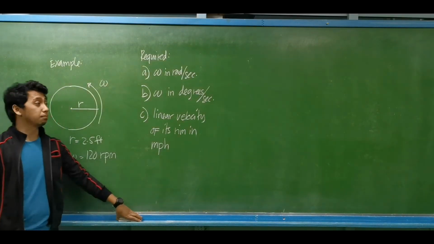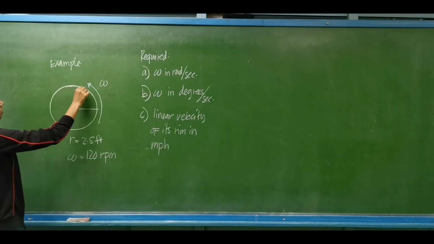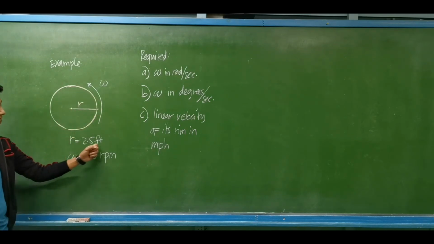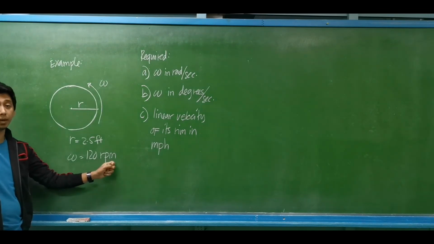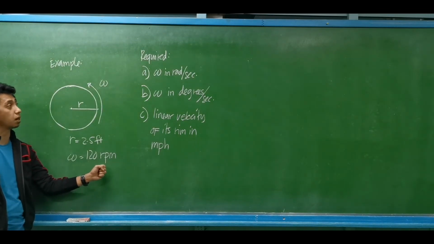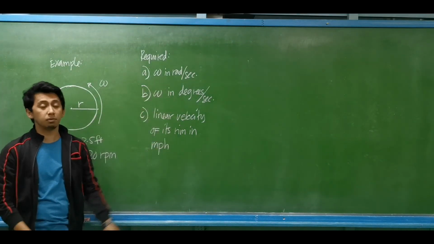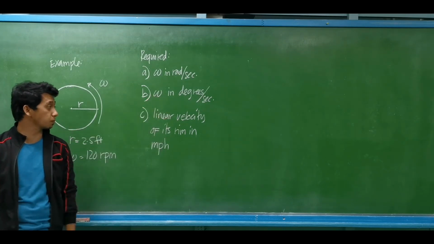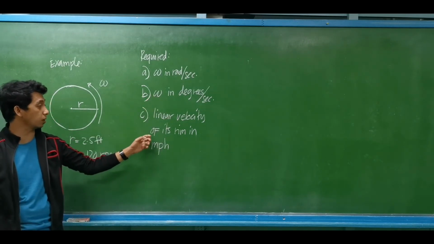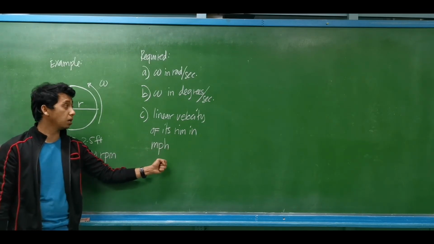So let's have an example. For example, we have this wheel having a radius of 2.5 feet, and it is rotating at 120 RPM, or revolutions per minute. We are required to compute for the angular velocity in radians per second, the angular velocity in degrees per second, and the linear velocity of its rim in mph, or miles per hour.